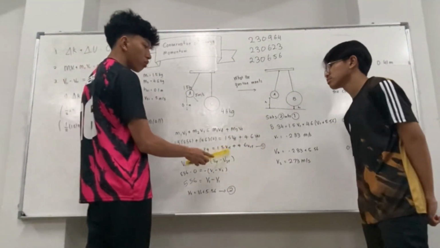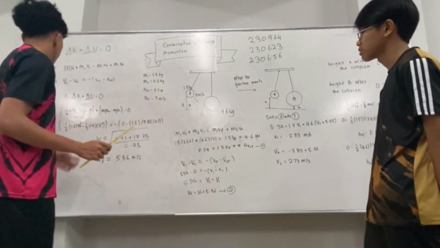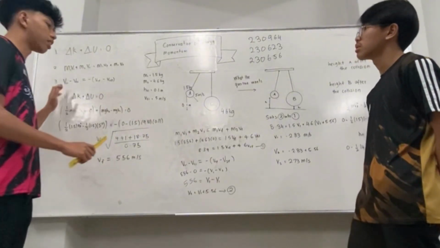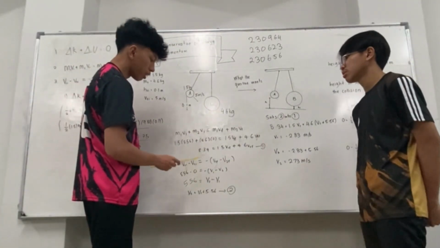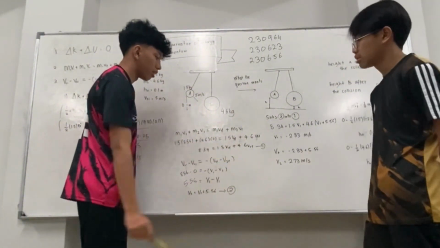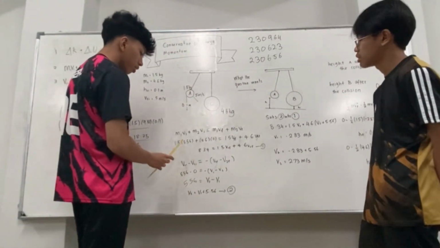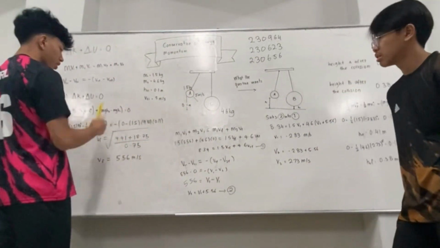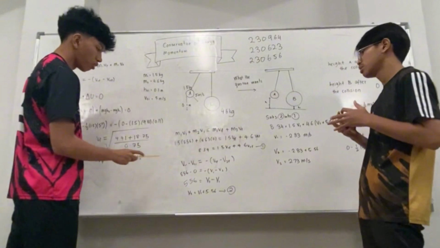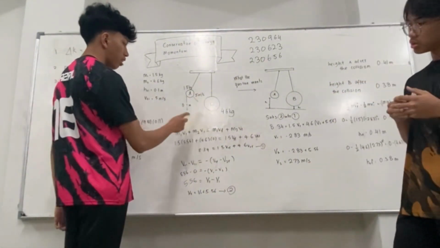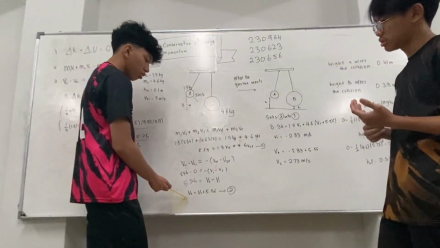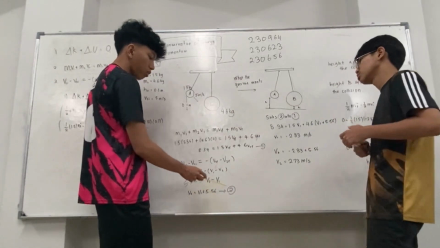Because we have two variables here, you can use another formula, which is the elastic collision: V1 initial minus V2 initial equals V2 final minus V1 final. Now we plug in the initial velocities, which is 5.56 for ball A and 0 for ball B because it's at rest. And this V2 is what we want. So finally we can conclude that V2 equals V1 plus 5.56.